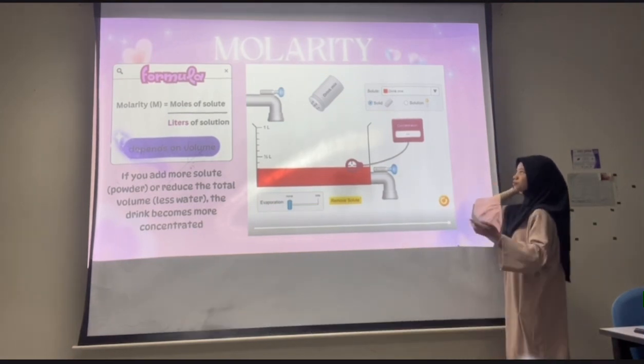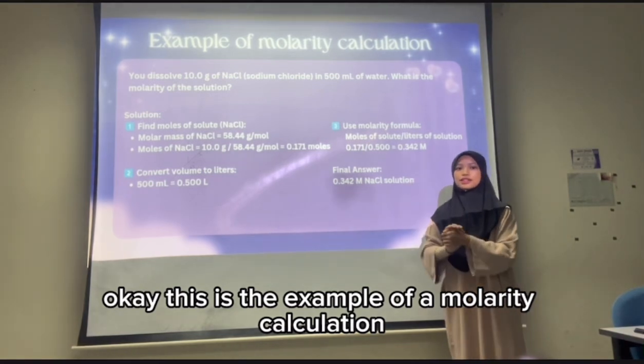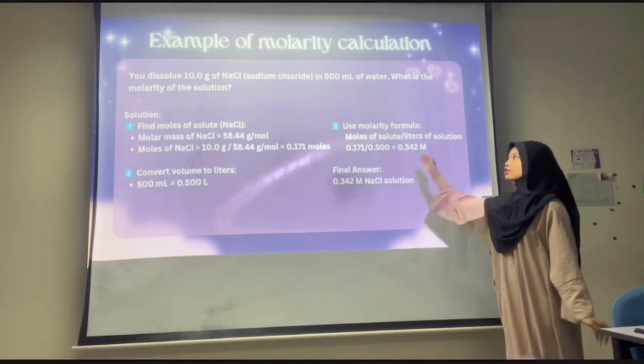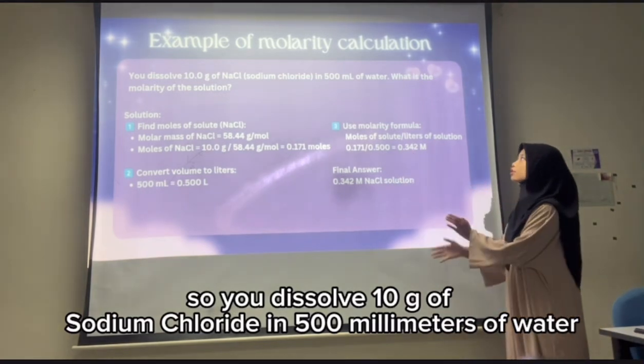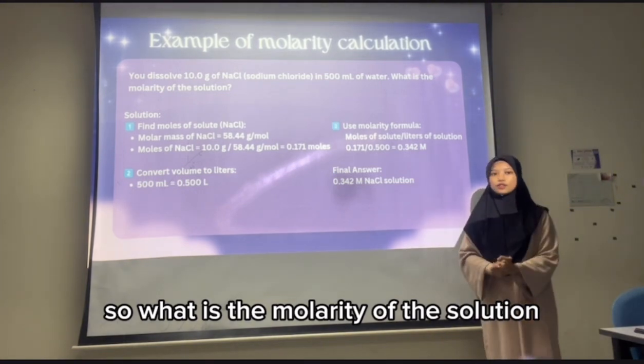So next. Okay, this is an example of a molarity calculation. Let's read the question together. You dissolve 10 grams of sodium chloride in 500 milliliters of water. What is the molarity of the solution?